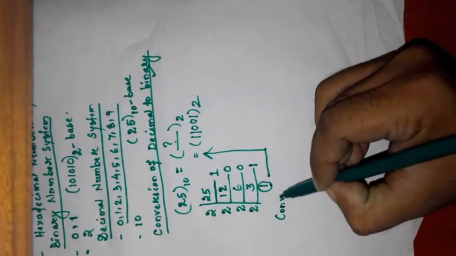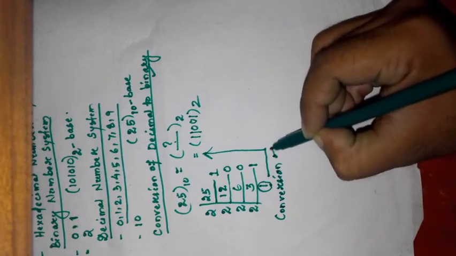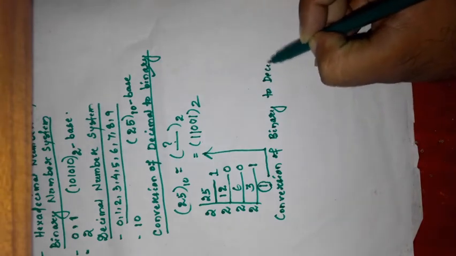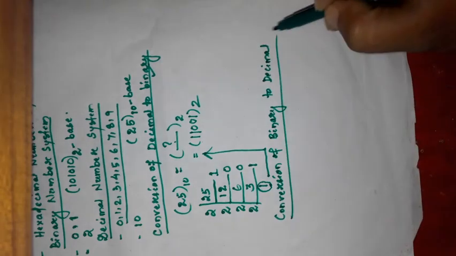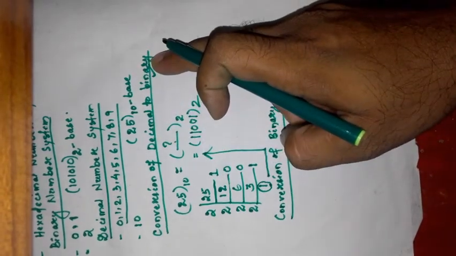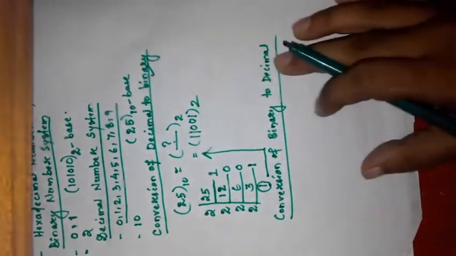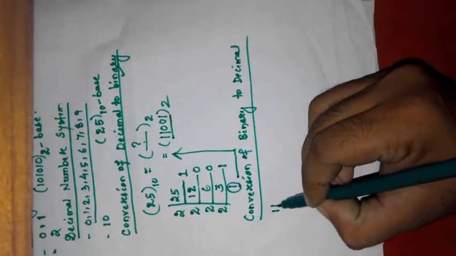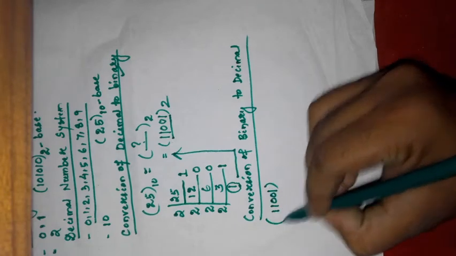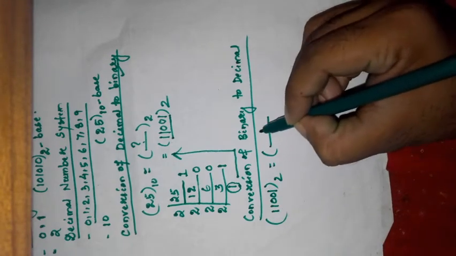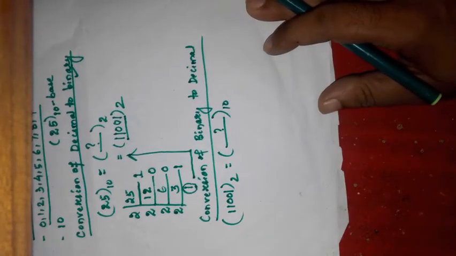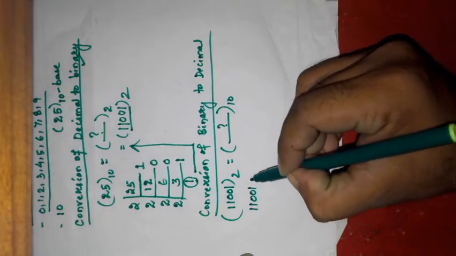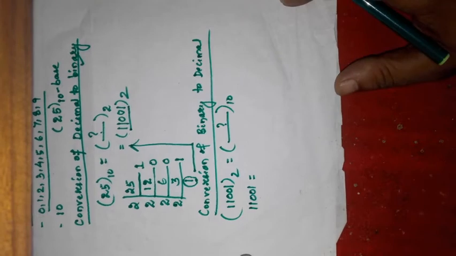Next, conversion of binary to decimal. You have learned decimal to binary, then another conversion is binary to decimal. Suppose your binary number is, let us take this example, 11001. What is the decimal form? So you first write the number 11001. Then how do you convert? Let us see.